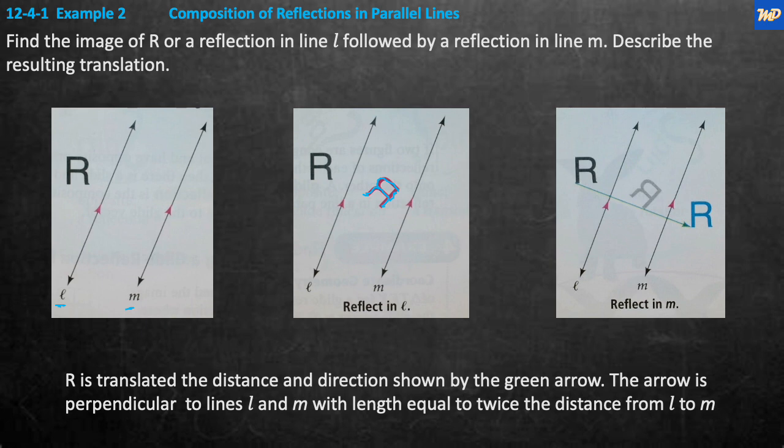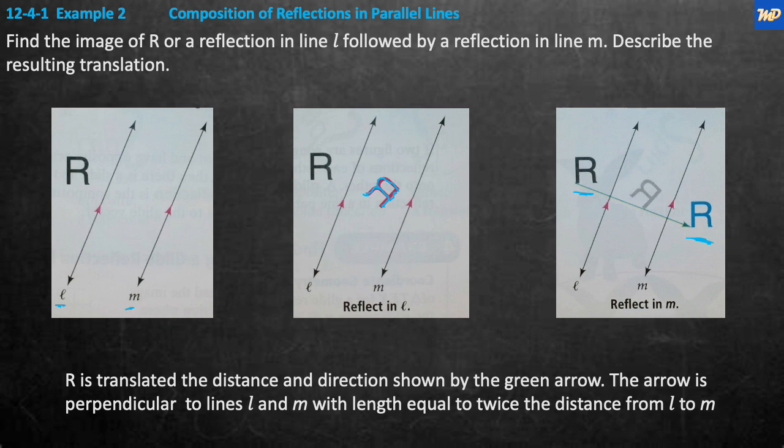And now you're going to reflect again. This is reflecting in L. Then you're going to reflect that same inverted R across the line M. And when you do that, it comes back right straight up, and you end up with the R over here. So you started with R like this, and you end up with R over here, and now you've got a translation between the two. And the distance it traveled is based on your parallel lines, okay?